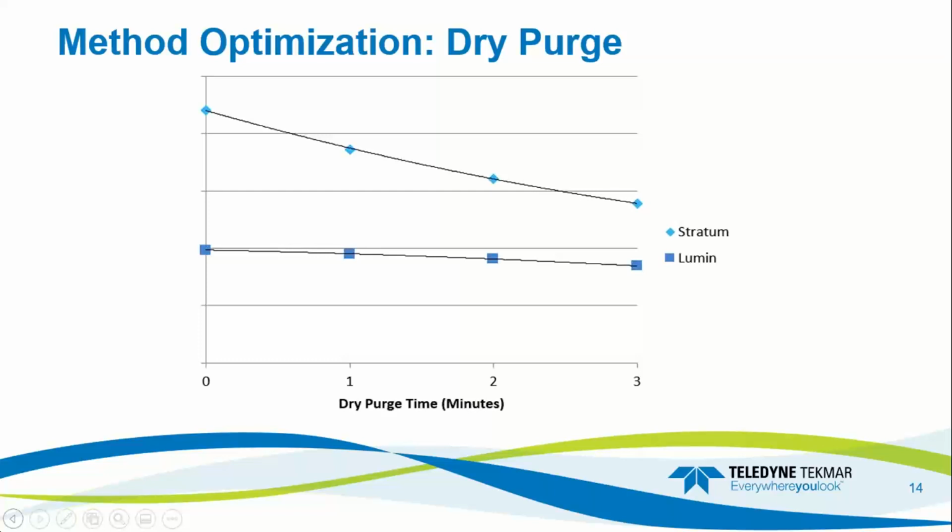So if you're in a laboratory that runs a lot of samples, being able to save 3 or more minutes per sample can really improve on sample throughput.